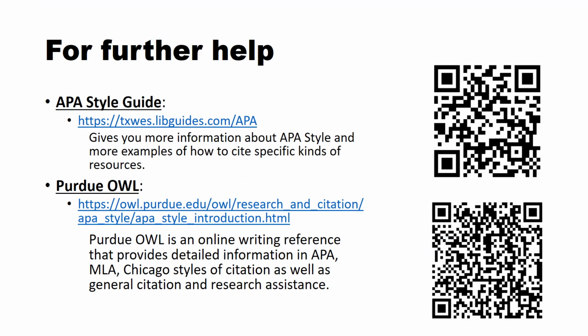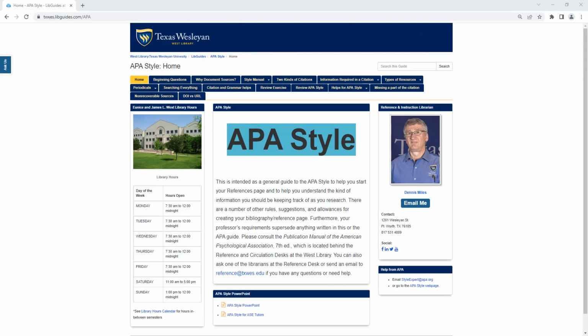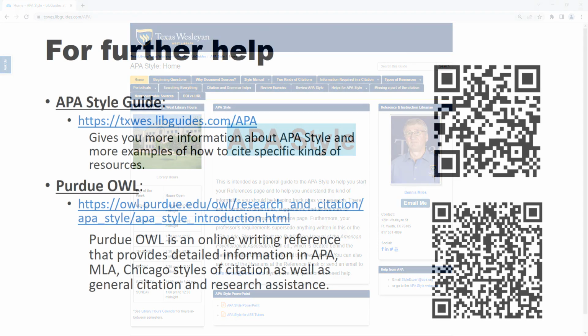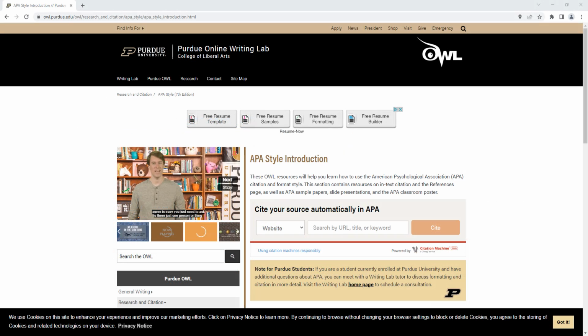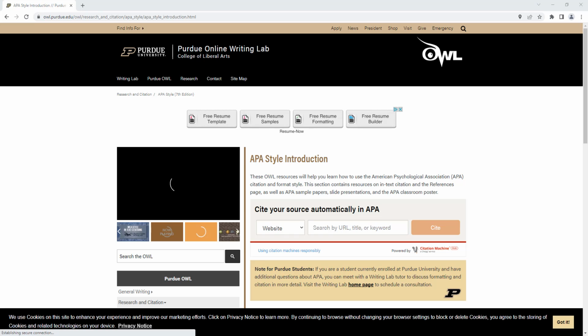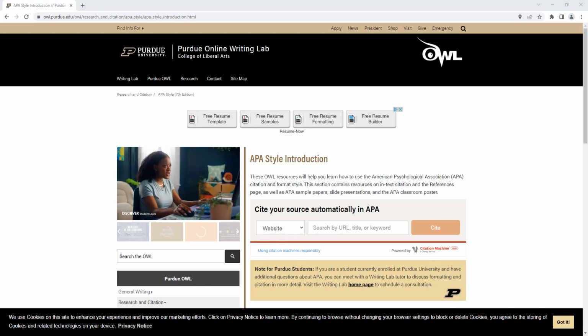And then there's the APA Style Guide, which is on the library's website, and it gives you some more information about the APA style and more examples of how to cite specific kinds of resources. And then we get to Purdue OWL. Purdue OWL is an online writing reference resource that provides detailed information in APA, MLA, Chicago styles of citation, as well as general citation and research assistance.